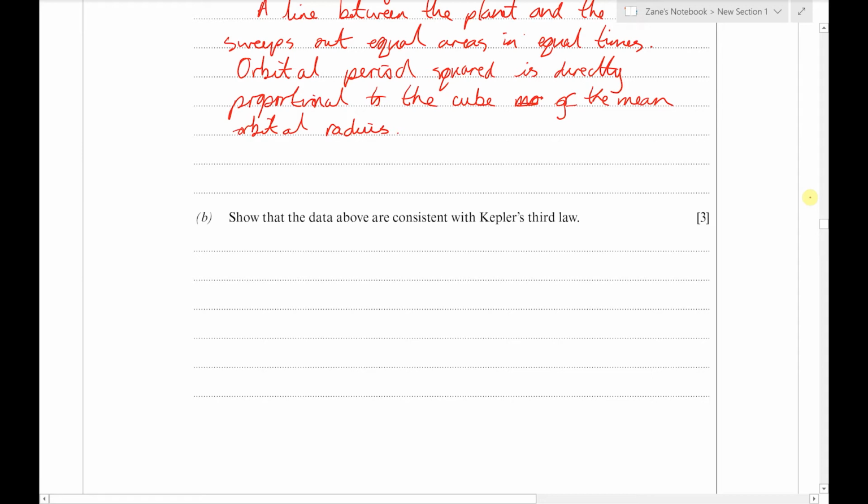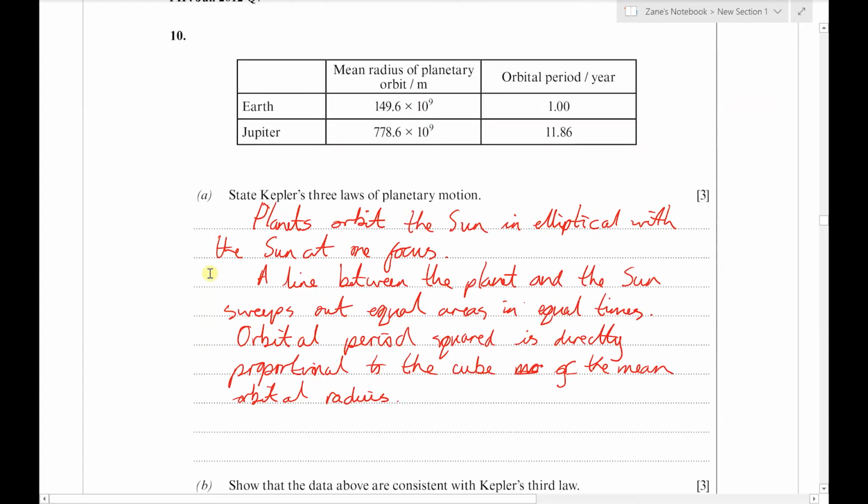Okay, next part of the question asks us to show that the data above are consistent with Kepler's third law. Well, Kepler's third law can be expressed in the form that T squared is proportional to r cubed, or T squared is equal to a constant times r cubed, or even r cubed equals a constant times T squared. But the way I've written it, we can say that the constant k would be T squared over r cubed. So let's look at Earth first of all. Let's put in the values, and because we're just going to be comparing the constants to see if they're near enough the same for both planets, we don't need to convert years into seconds or anything.